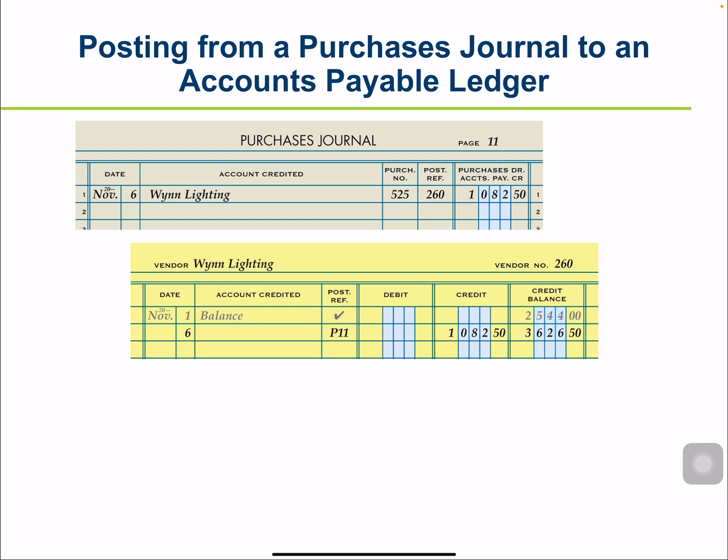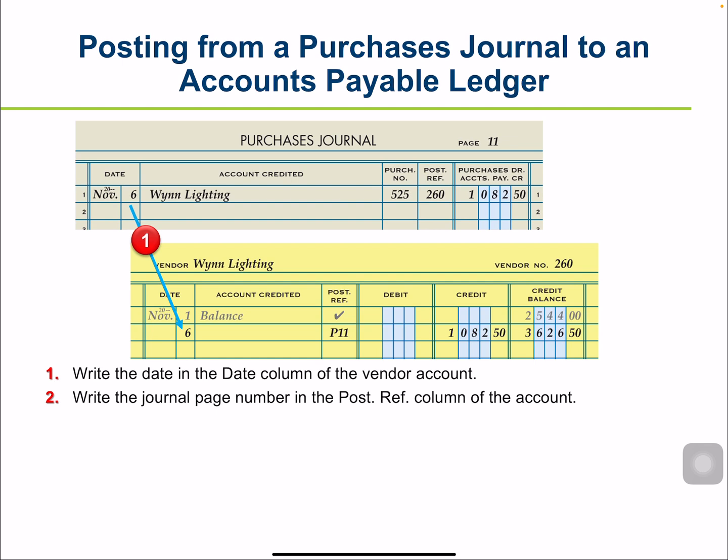So your steps for posting. Number 1, you are going to write the date in the date column of the vendor account, just like what we did before. You're going to write the journal page number in the post reference. Notice it is purchases journal, page 11.